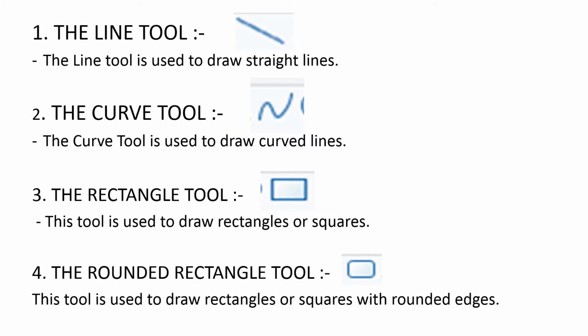Now, what is meant by the line tool? A line tool is used to draw straight lines. With the help of this tool, you can draw a straight line. Now, the curve tool is used to draw curved lines. Sometimes in a drawing, we need to draw curved lines. That time we can use this curve tool. Then next is the rectangle tool. The rectangle tool is used to draw rectangles or squares in the drawing area. Then next is the rounded rectangle tool. The rounded rectangle tool is used to draw rectangles or squares with rounded edges.